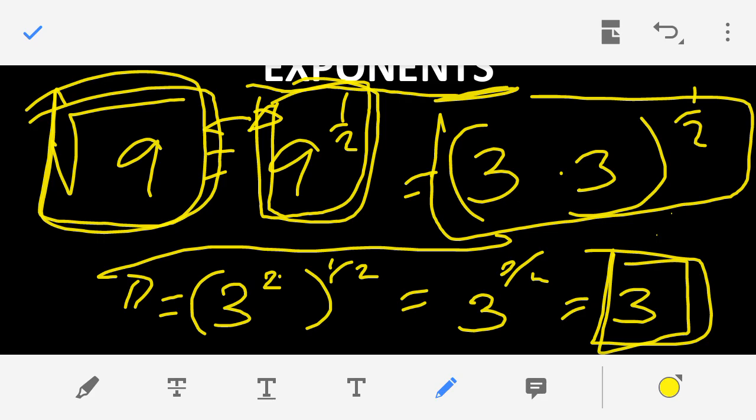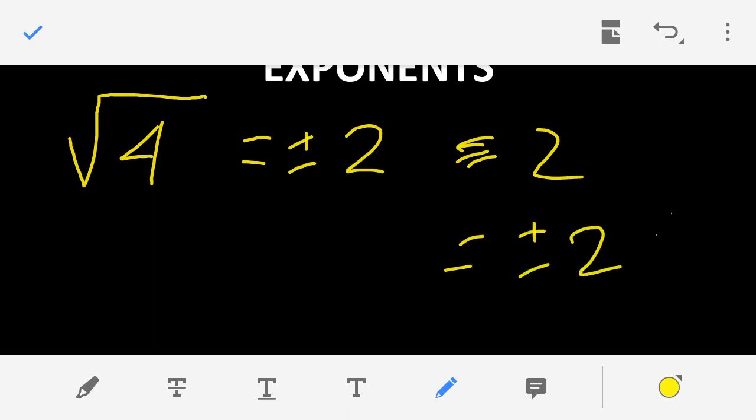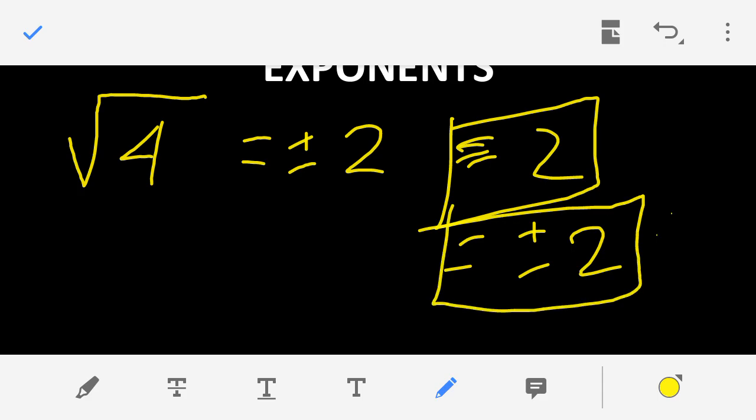Is that all? I have one last additional piece of information. If you have a square root of a number, let's say 4, if you input it into your calculator, the answer is 2. But in your classroom discussion, you will notice that you have positive and negative 2. So who is correct? The calculator gives us 2. Our classroom discussions give us positive and negative 2. Which one is correct?